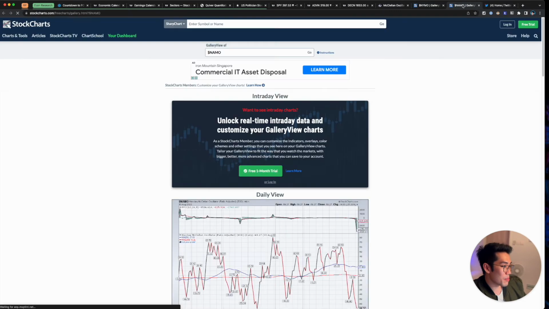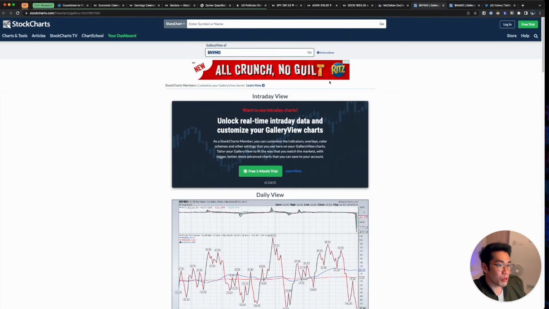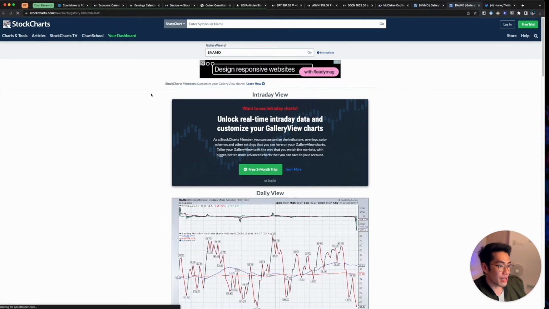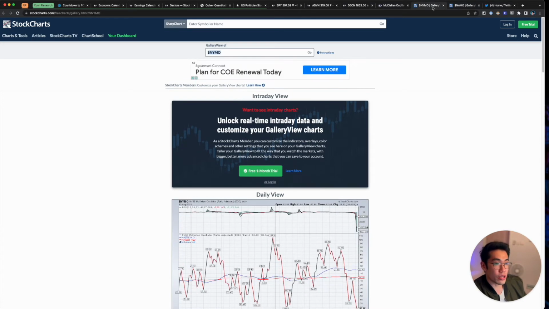So this is the NYMO, this is the NAMO. The NYMO stands for the New York Stock Exchange McClellan Oscillator. The NAMO stands for the NASDAQ Composite McClellan Oscillator. So again, this is free. You can just Google it, you will get it for free.